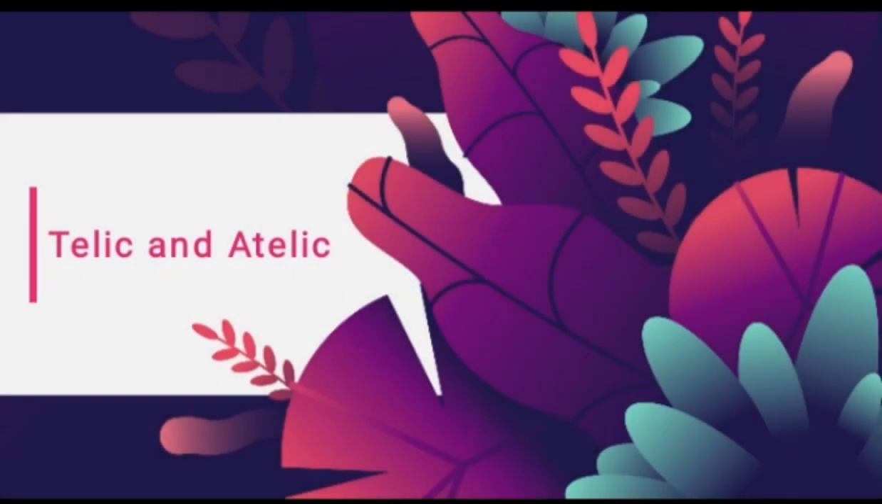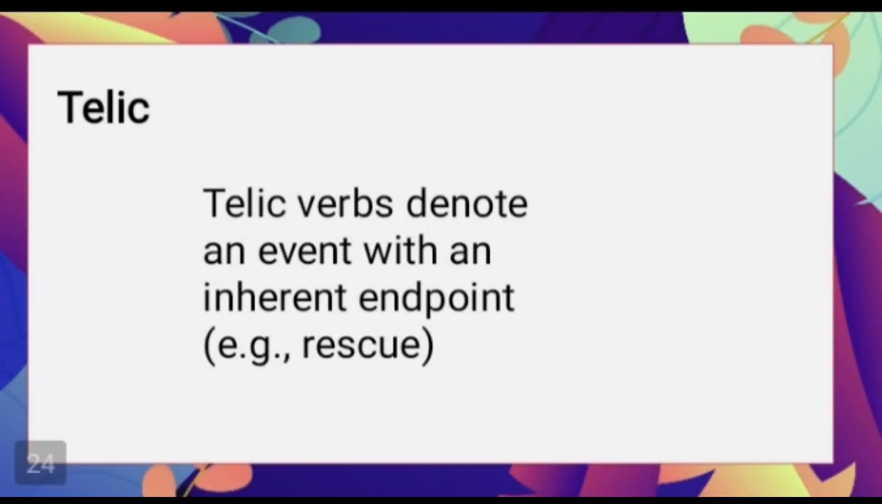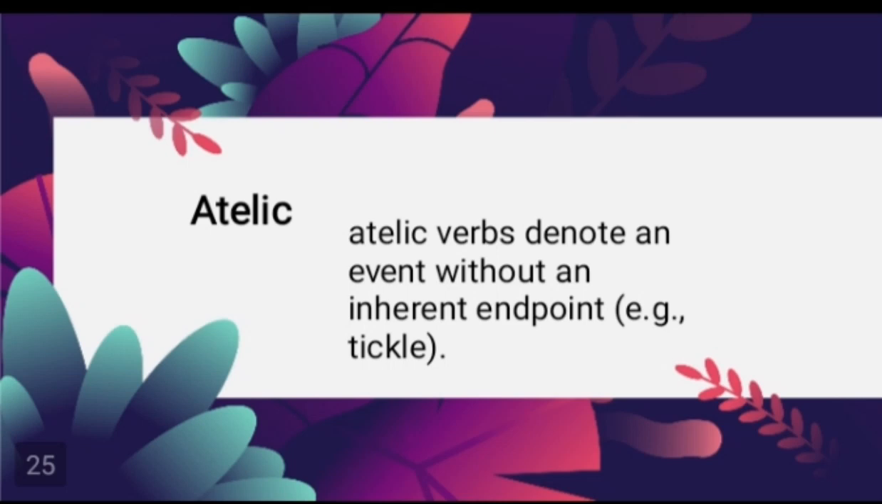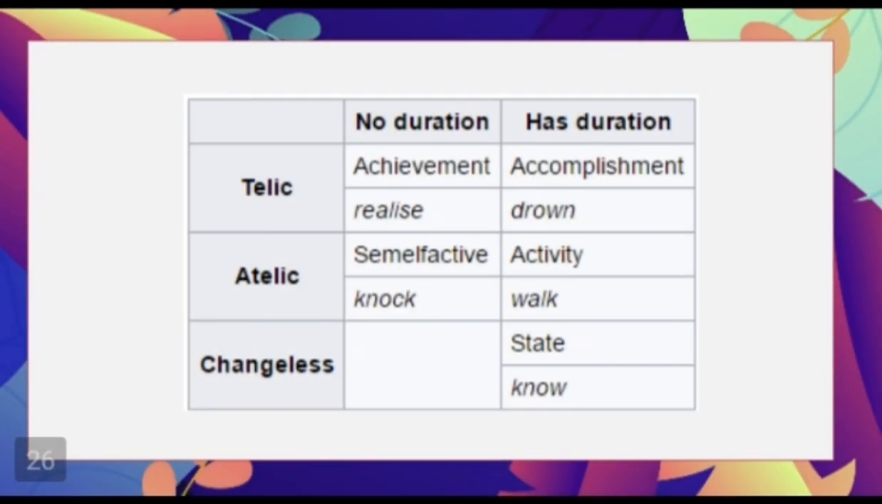Next is telic and atelic. Telic verbs denote an event with an inherent endpoint. Example: rescue. When we say atelic verbs, it is to denote an event without an inherent endpoint. Example: tickle. Now we differentiate between no duration and has a duration. Telic with no duration is achievement, and telic with duration is accomplishment.